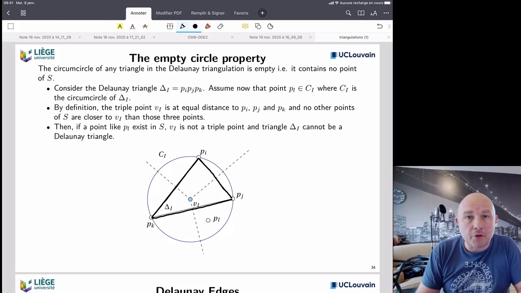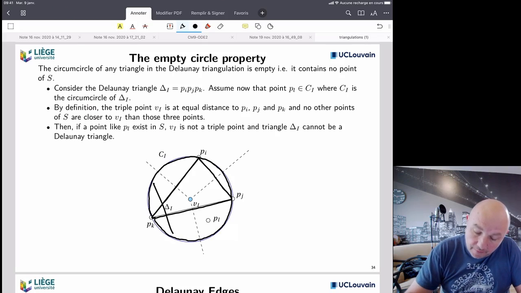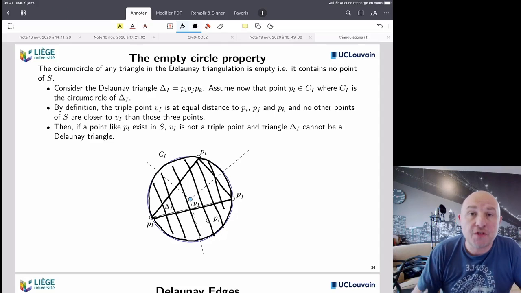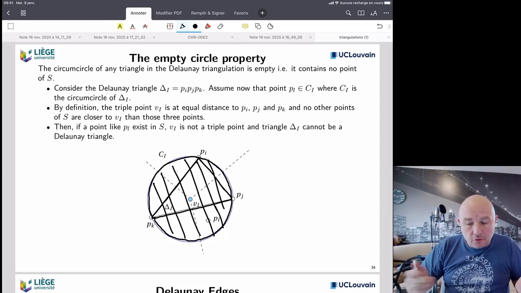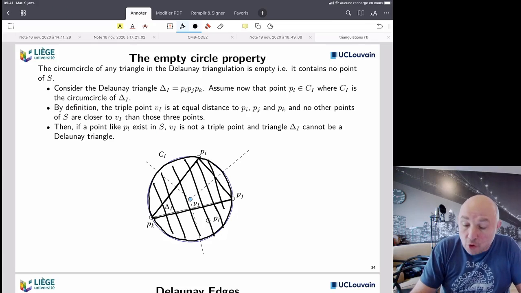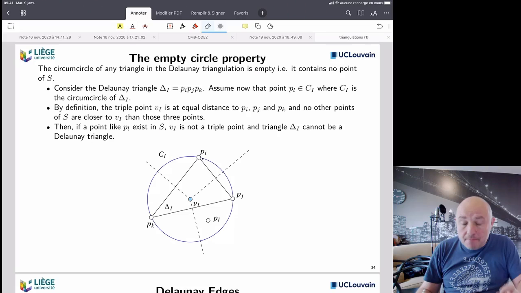It doesn't contain any point. Of course, you draw the circumcenter, and you just draw it like so. This is my circumdisk, if you want. The circumdisk is empty. It means it doesn't contain any point. It doesn't contain the point of the triangle because I consider the open set, not the closed set. So I consider its circumdisk, and inside the circumdisk you don't have any point. That means that this situation is actually impossible.